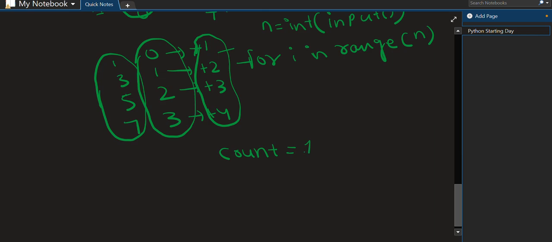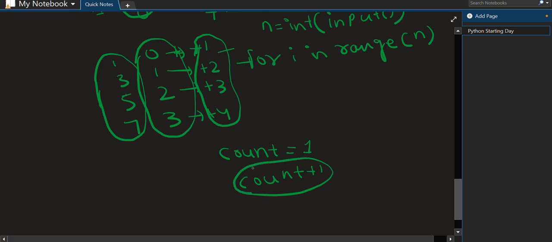First initialize with 1. Why? Because first we have to add 0 plus 1, and after that count will be updated to plus 1. This will be added to this one. In that way you have to get the logic for stars.